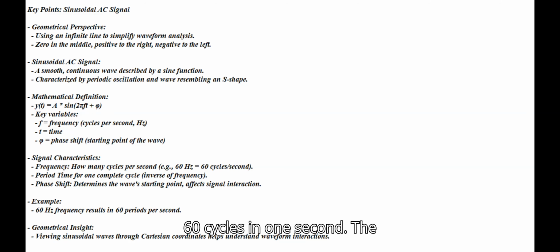Then, there's the frequency, which determines how quickly the waveform repeats. For example, 60 Hz means the waveform completes 60 cycles in 1 second. The period is the duration of one complete cycle of the wave, and it's the inverse of frequency. So again, the inverse of frequency meaning how many cycles the waveform completes in 1 second.